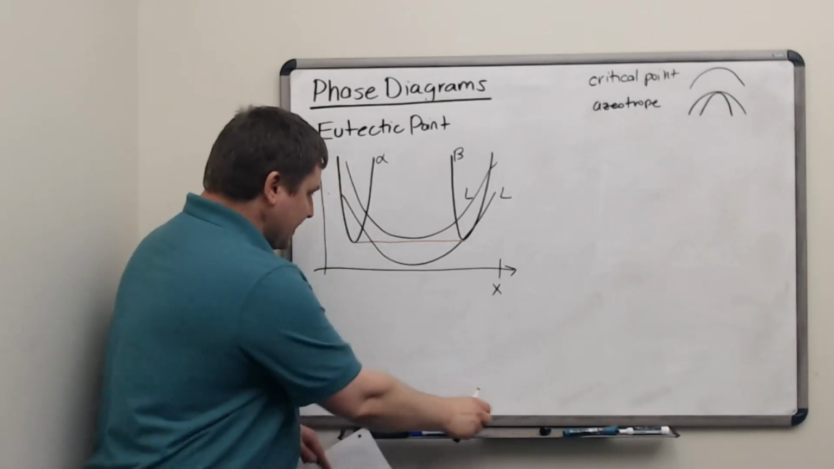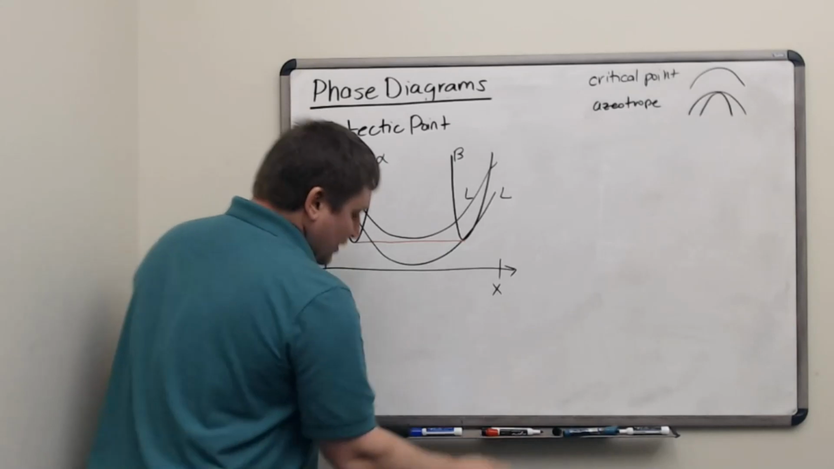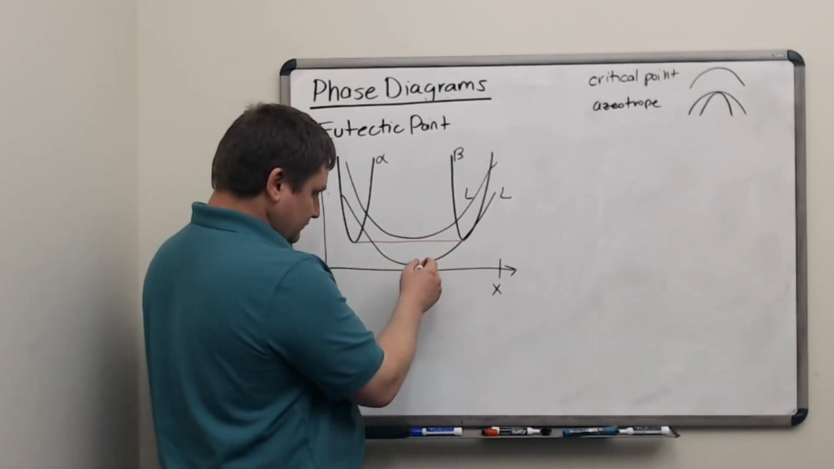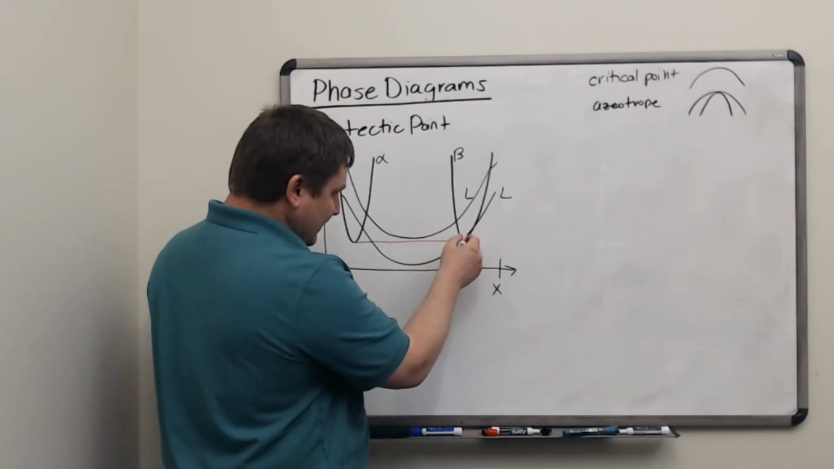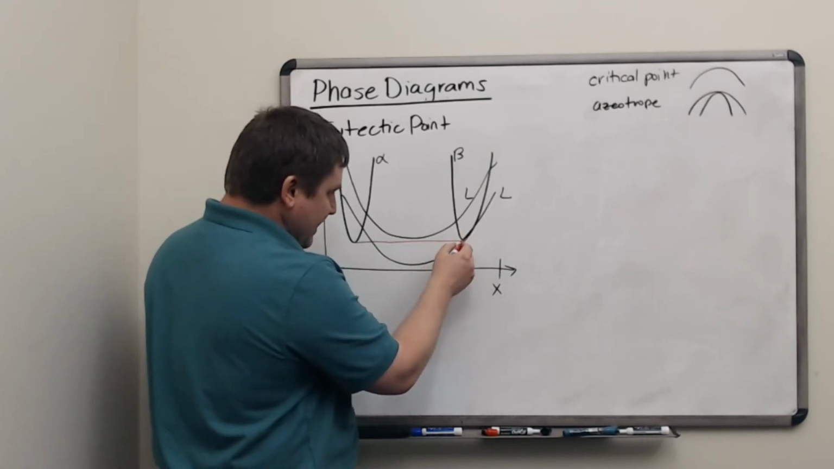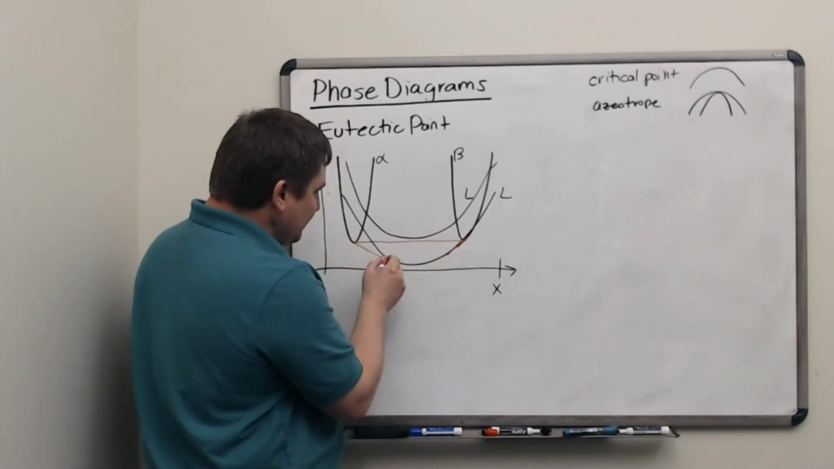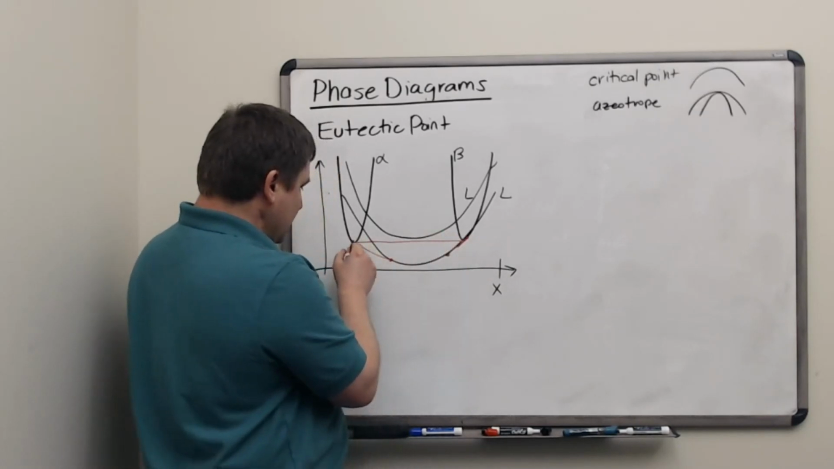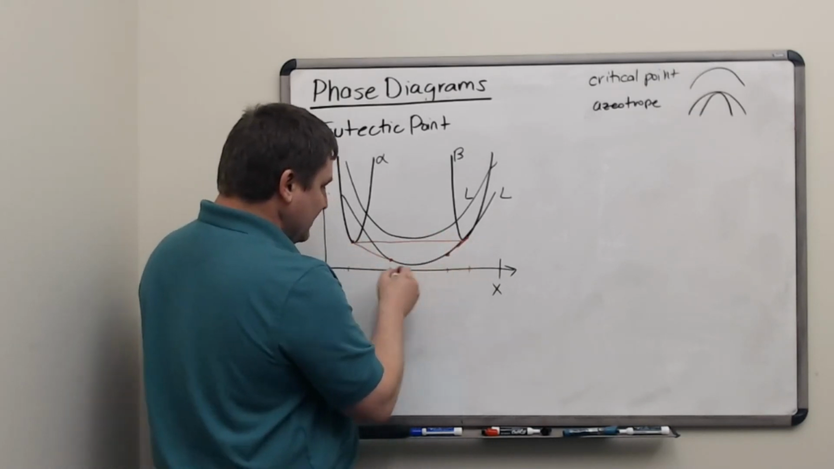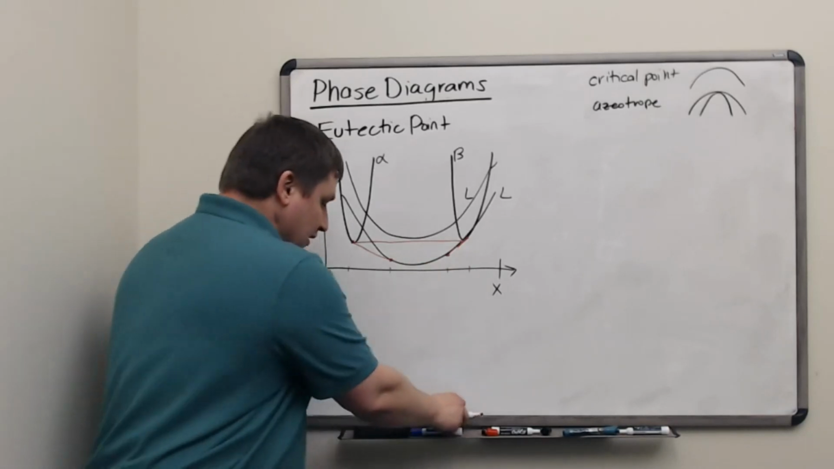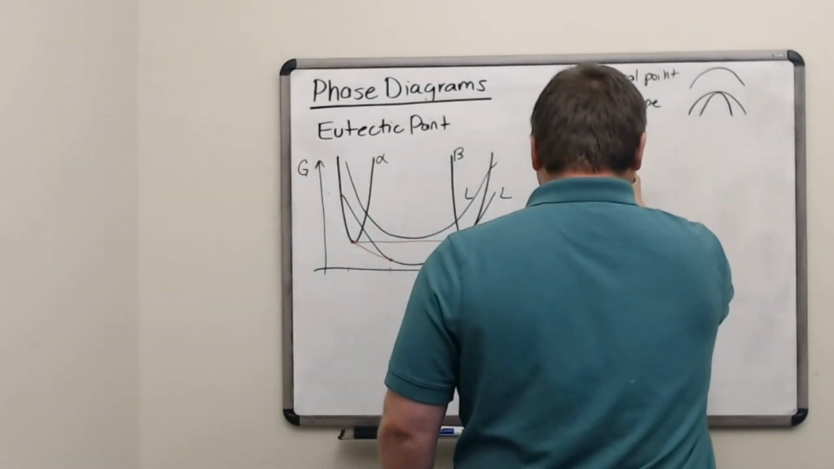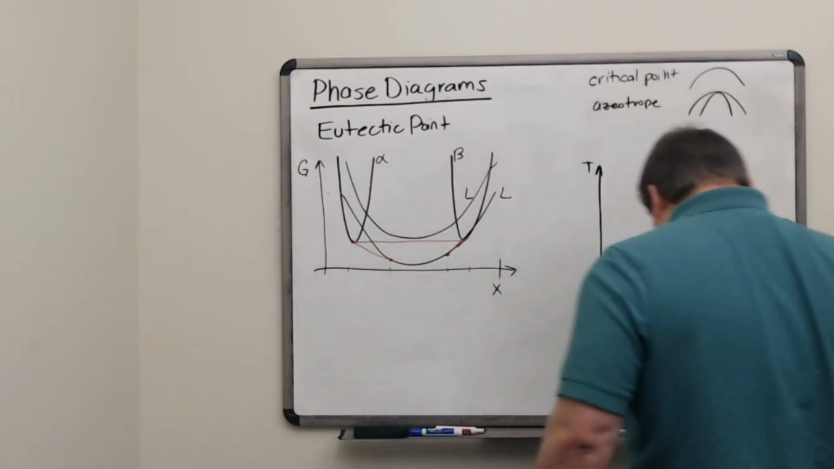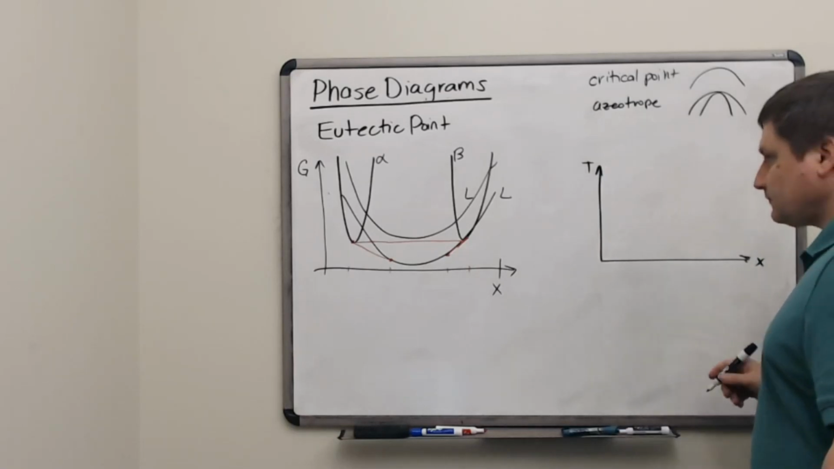So what's that going to look like? Well, if I go up to a slightly higher temperature, I'm going to be able to get a convex hull between the beta and the liquid, and between the alpha and the liquid. And I'll have a region in the middle which could be purely liquid. So in terms of temperature versus composition, this is what the eutectic point would look like.